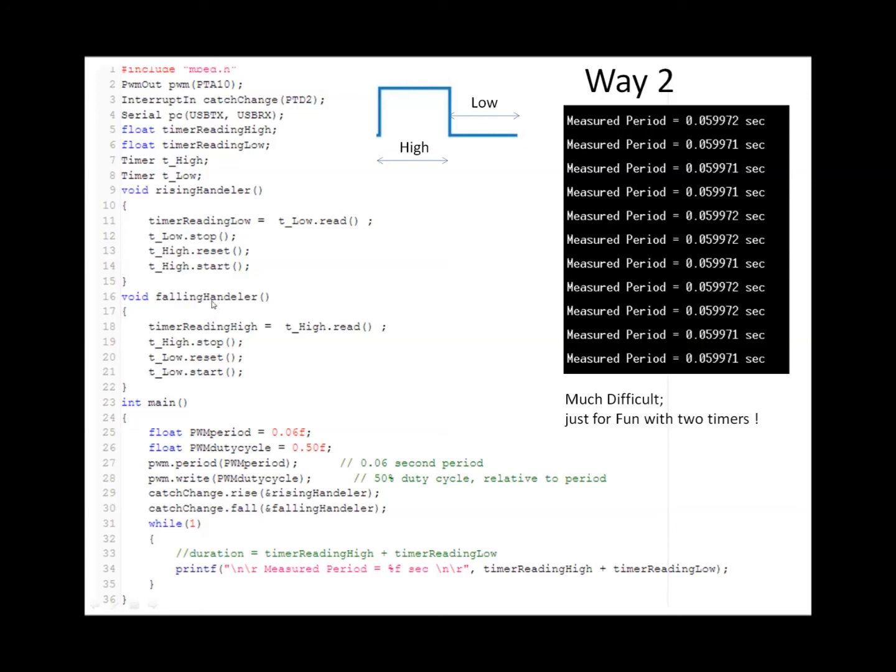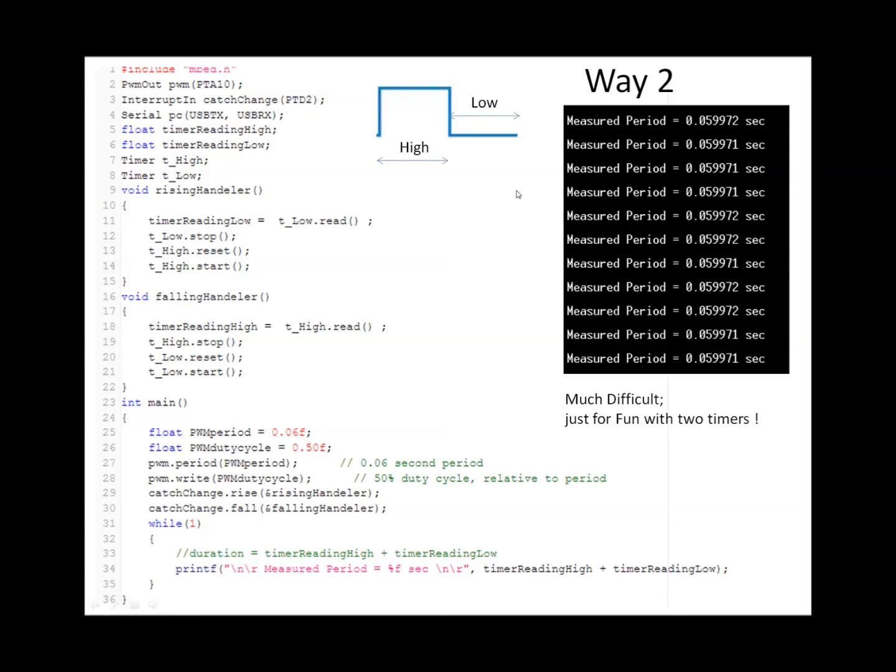Here in the falling handler, I will do the other way around. So I will read the high timer and stop it, as it's already done. I'm in the falling now, and I will now start measuring the low timer. So the low timer will be stopped in the rising, in the next rising, as I said.